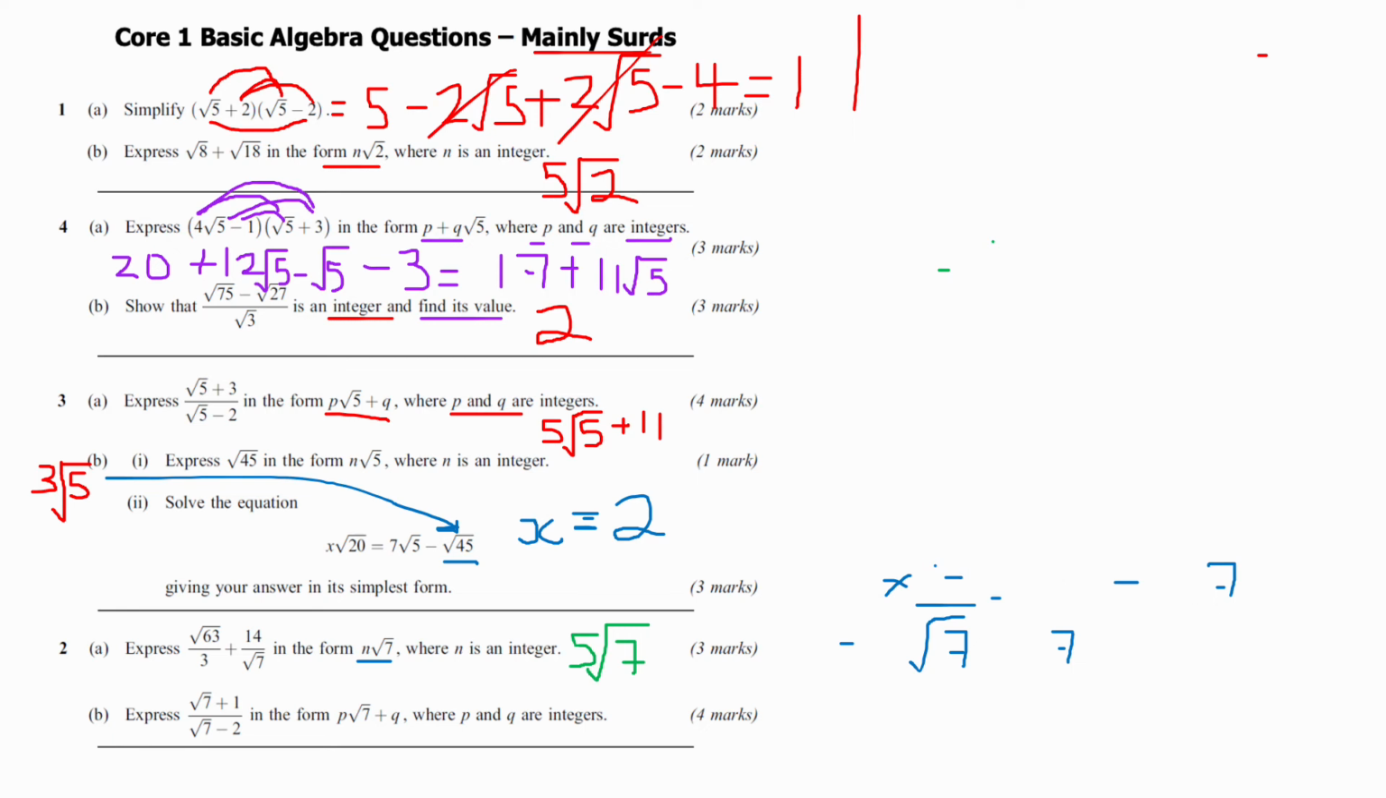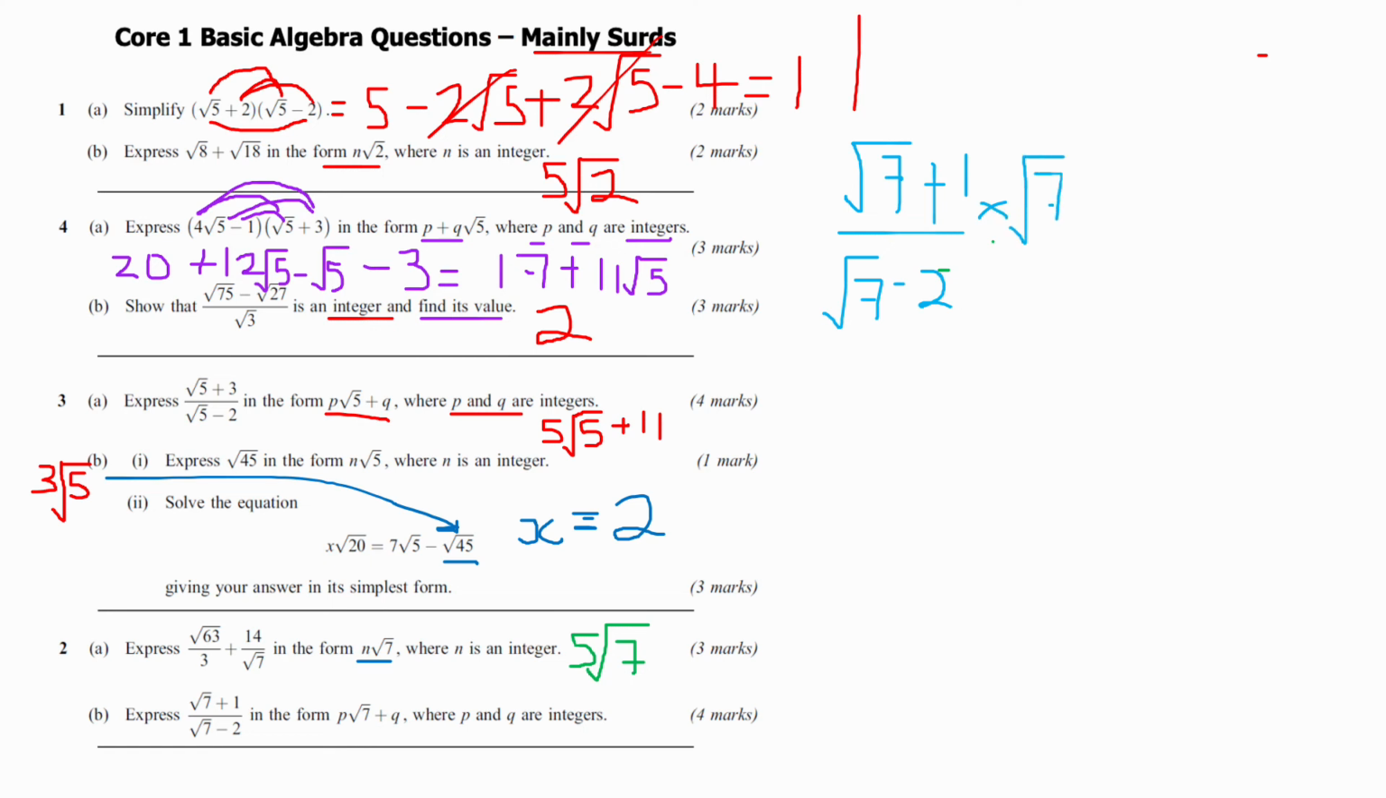Part B, guys, express this surd in the form p root 7 plus q, where p and q are integers, so p and q are whole numbers and or 0 or negative numbers. So multiply by its conjugate, so times top and bottom by root 7 plus 2 over root 7 plus 2, and that will get rid of the denominator on the fraction. Okay, we always multiply by its conjugate. So all that just means is you change the sign, to root 7 plus 2 over root 7 plus 2.